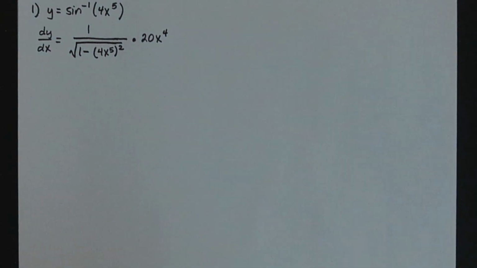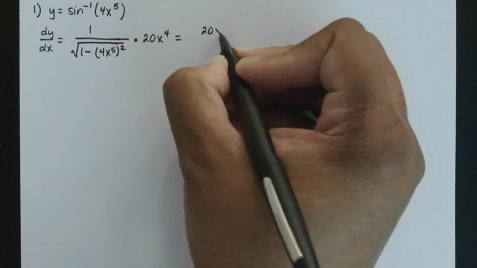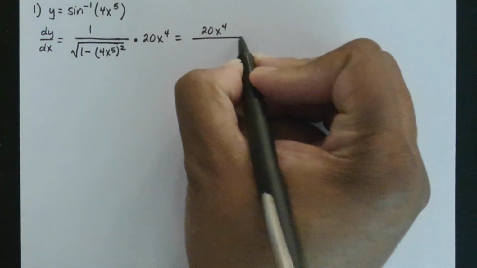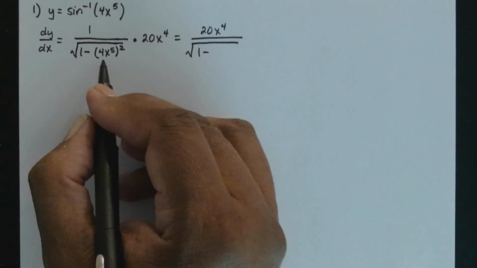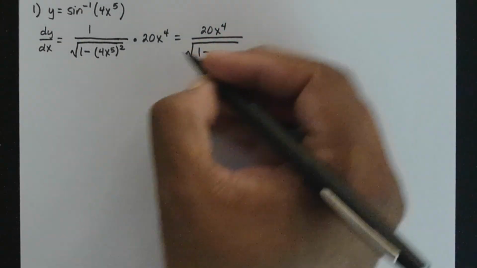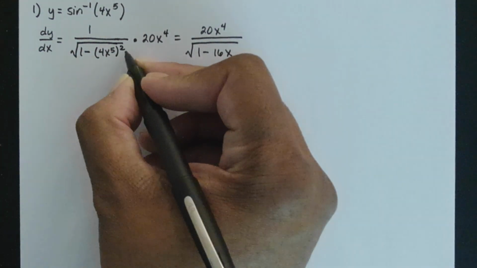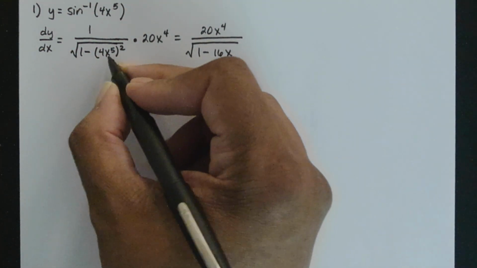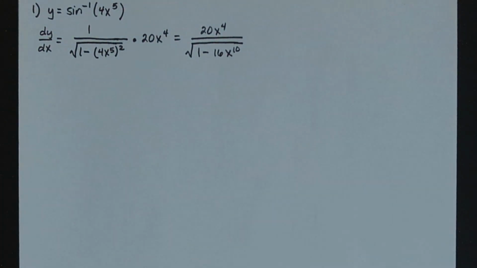20x to the fourth. And then if I simplify this a bit, I'll put that 20x to the fourth in the numerator, and that's divided by the square root of 1 minus. Now I need to square the 4x to the fifth. Let's see, 4 squared, that's 16. And then if I raise a power to a power, we multiply the exponent, so we bring the x over and multiply 5 times 2, that would be 10. And I would go no further than that.